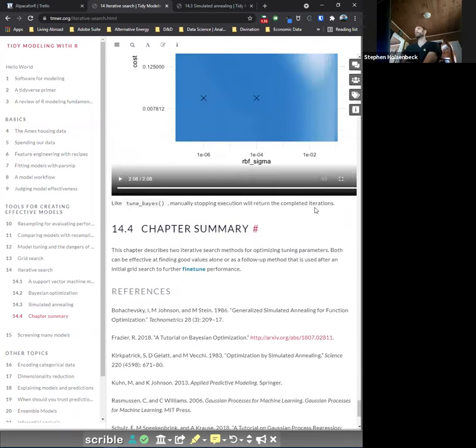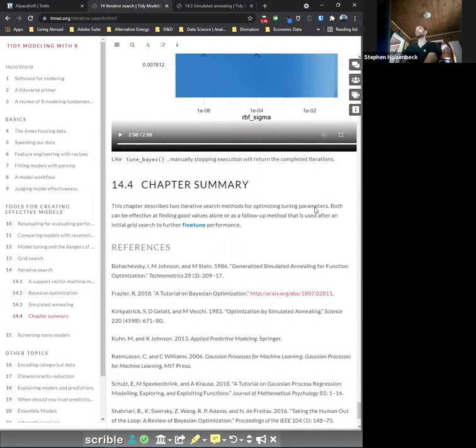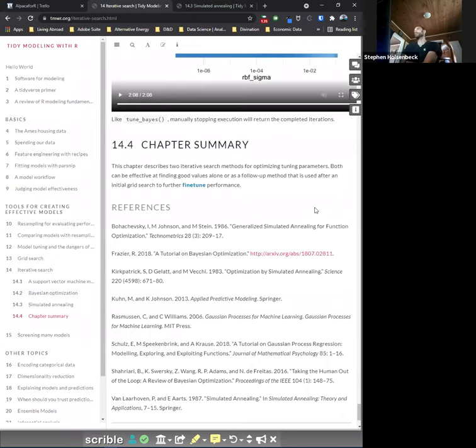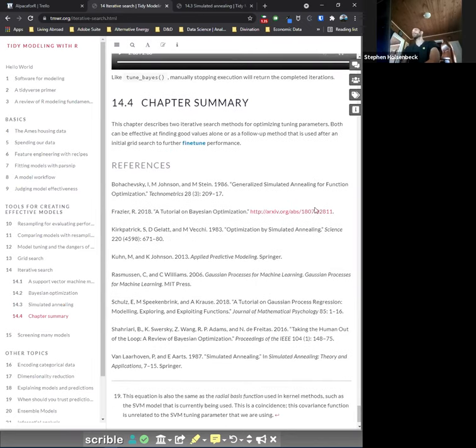This also has the feature that when you manually stop it and interrupt it, you will get the completed results thus far. This chapter describes two iterative search methods for optimizing tuning parameters. Both can be effective at finding good values alone or as a follow-up method that is used after an initial grid search to further fine-tune performance.